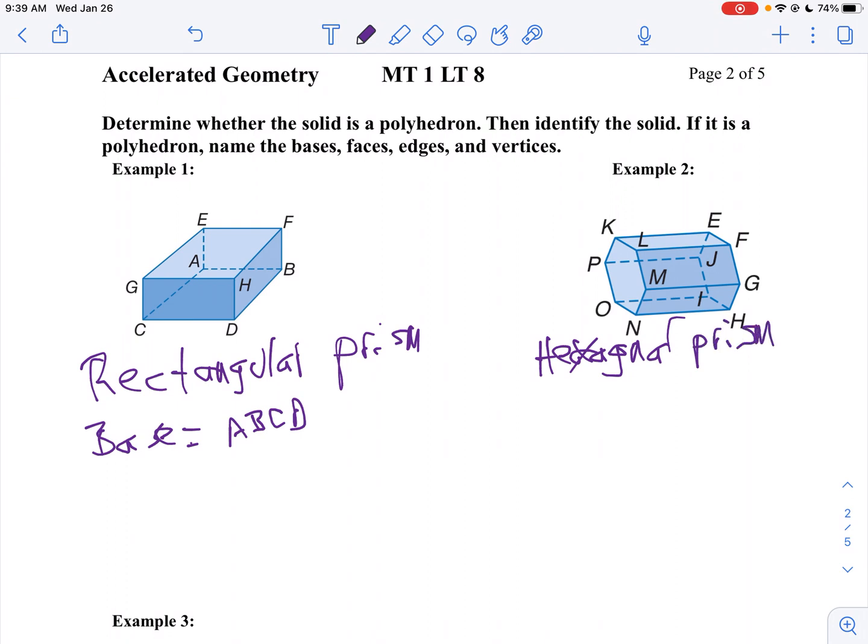So your two bases are your hexagons. So I would name my first hexagon K, L, M, N, O, P. My other hexagon, E, F, G, H, I, and J.